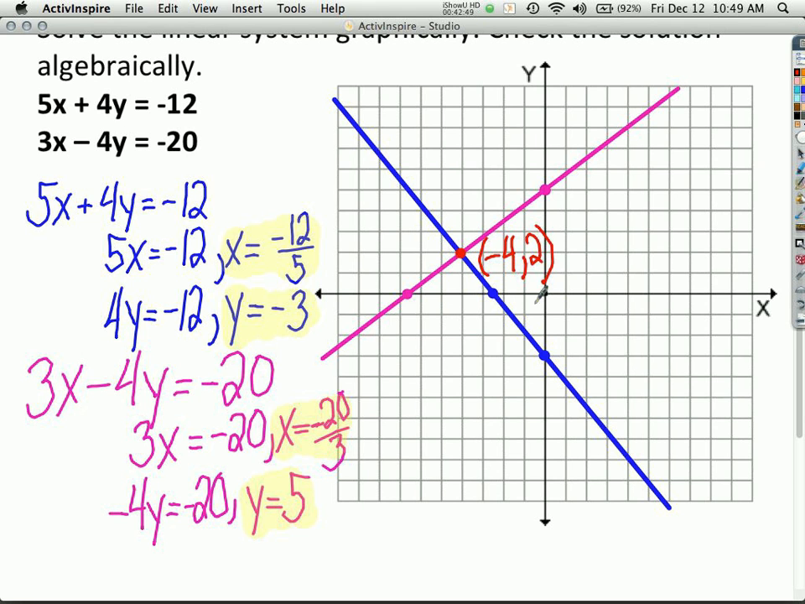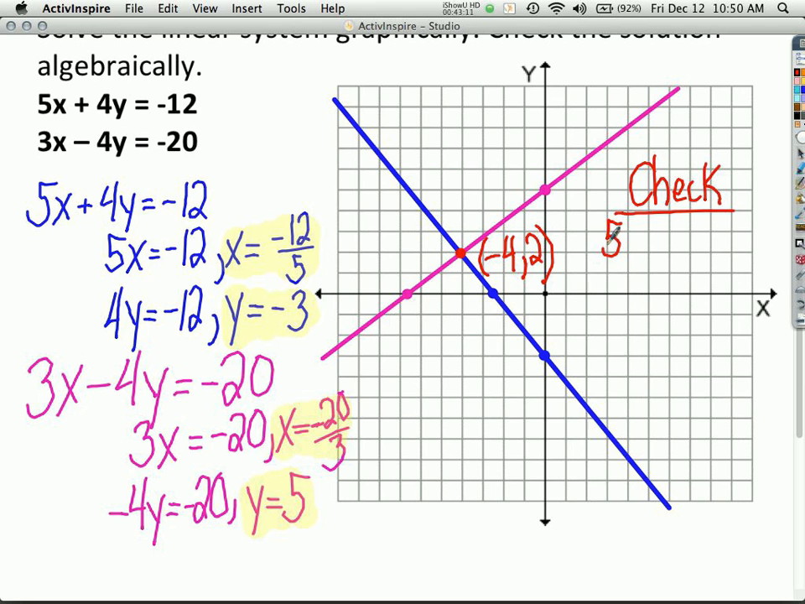Before we circle our answer and pat ourselves on the back, we're going to check. And we're going to use a lot of mental math. Make sure you do good mental math because we don't want to mess it up. So what we're going to do is check, and I'm going to do it right here. I'm going to take these coordinates and plug them into both of these, and mentally do the math to see if it works.